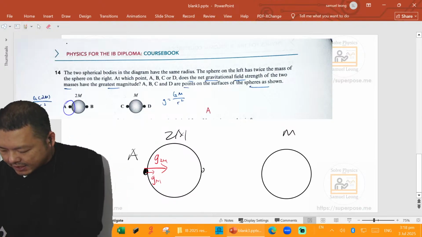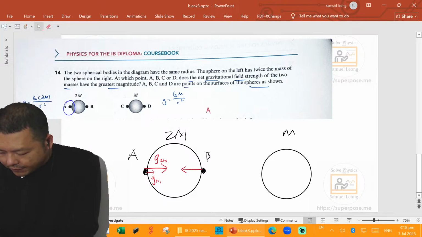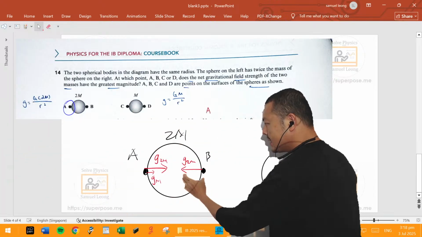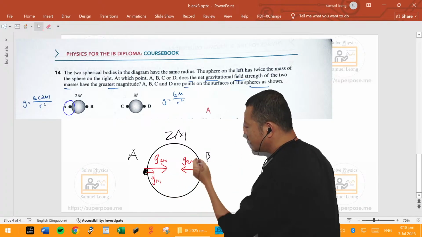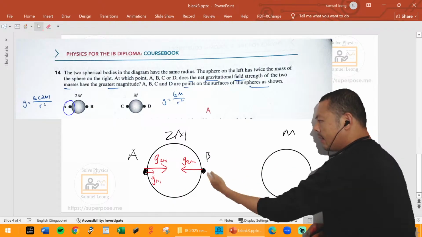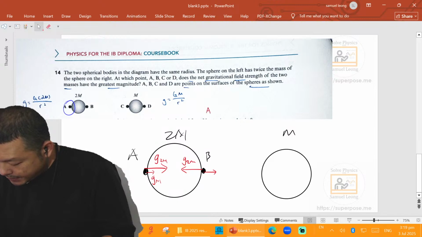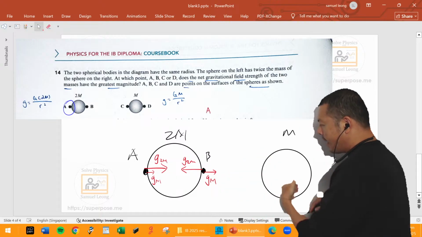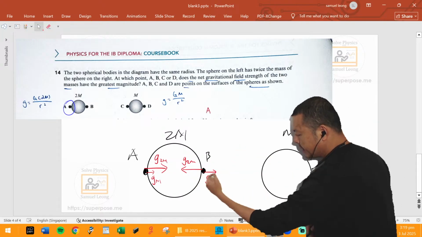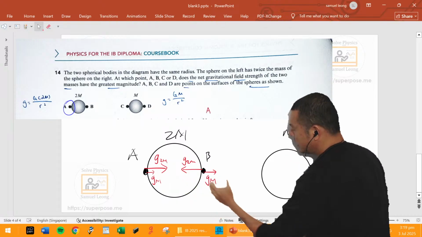Let's say we try B. If it's point B, then the G field by the 2M will be the same as that of A, just that this one is pointing in. But from M, the G field acting on B will be pointing that way, and it will be a little bit longer as well because now B is closer to M. So this will cause the net field to be less, because they're not pointing in the same direction. Same thing for this point.